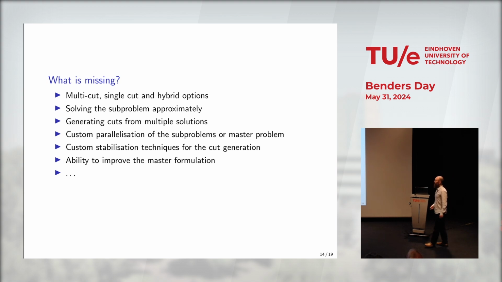Okay, so here are just some examples of what's missing. Like I mentioned earlier, nearly all of the implementations use a multi-cut approach. If you want to do something in between, no chance. You can't do anything with the sub-problem. You have to solve it as a MIP or LP. You can't really do any approximate solving.